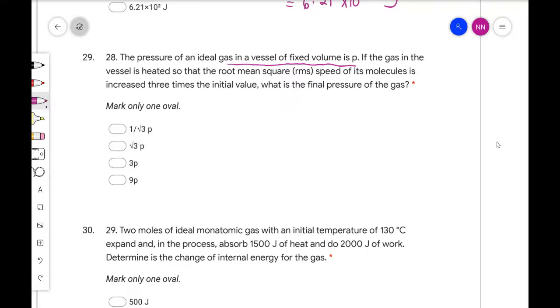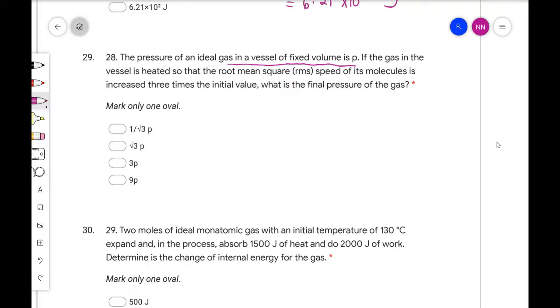Okay, so arrange this equation. Let us eliminate this surd. So square both sides. V rms squared equals 3P over rho. So P, pressure, equals rho V rms squared. Okay, so this one is for the initial condition. And then we are told that V rms final is increased 3 times. So that means V rms final equals 3 V rms initial.